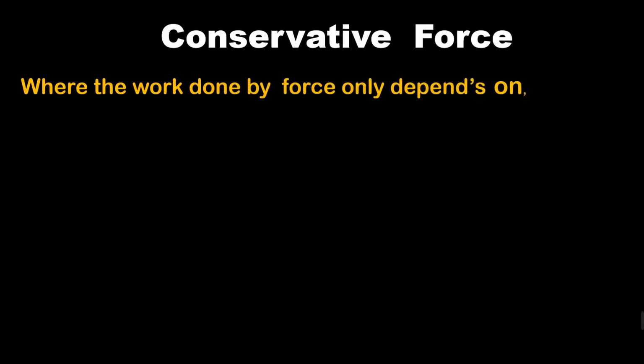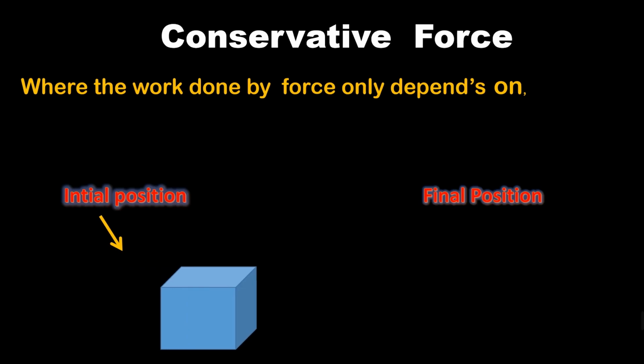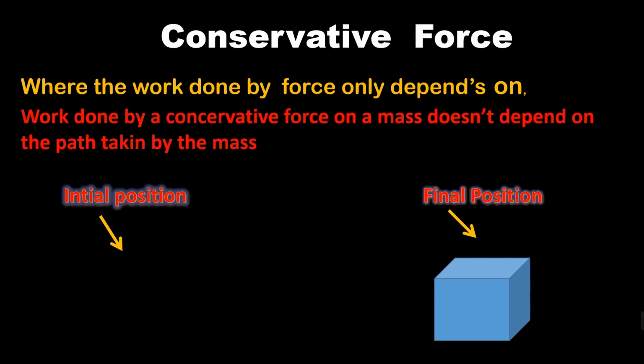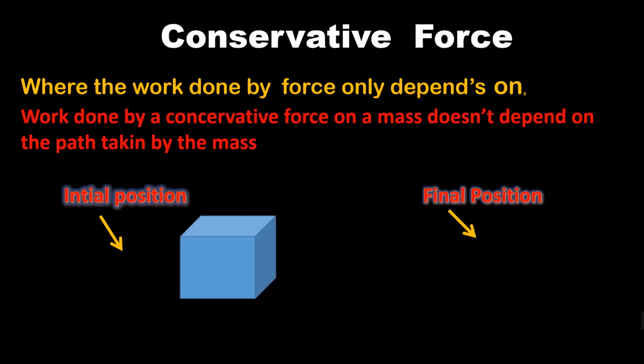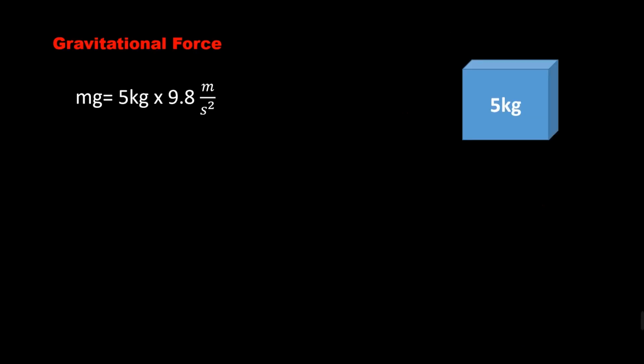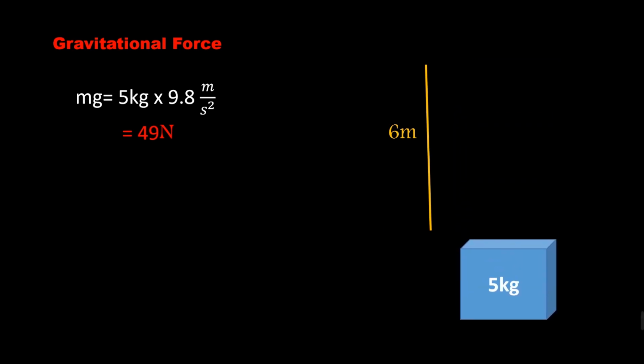Conservative force. Conservative forces are any force where the work done by that force on an object only depends on the initial and the final position of the object. In other words, the work done by a conservative force on a mass doesn't depend on the path taken by that mass. For instance, the gravitational force on a 5 kilogram mass is 49 Newton. If the mass moved downwards by an amount of 6 meters, the work done by the gravity will be 294 joules.